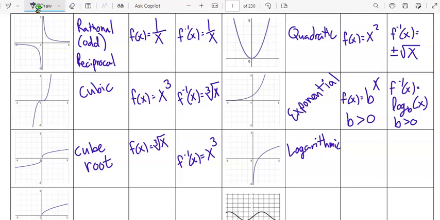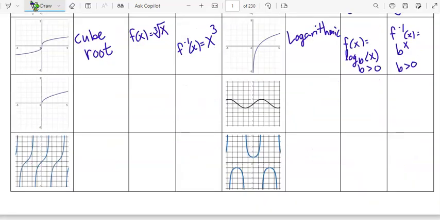This was logarithmic. It's the inverse of exponential. We have f of x equals log b of x, where b is greater than 0, and then the inverse, f inverse of x, equals b to the x, where b is greater than 0.